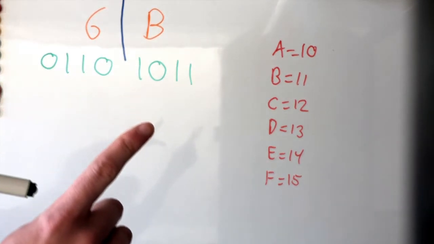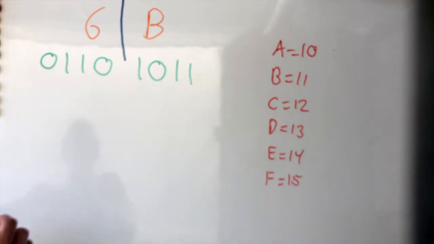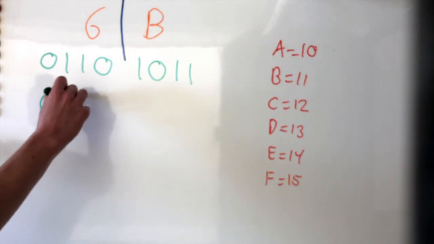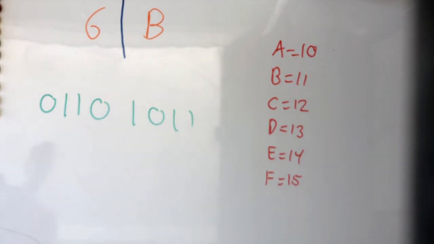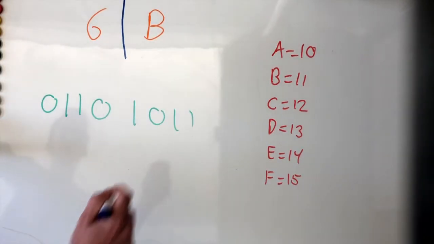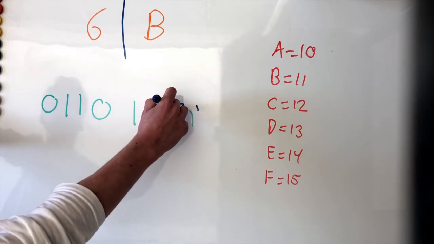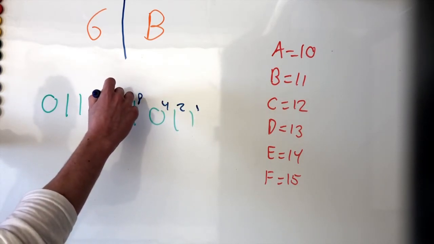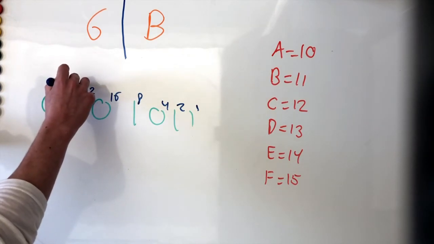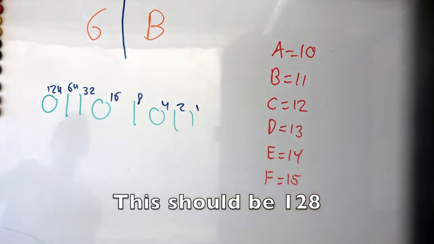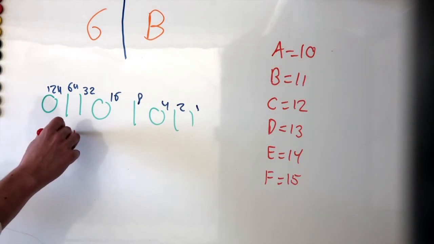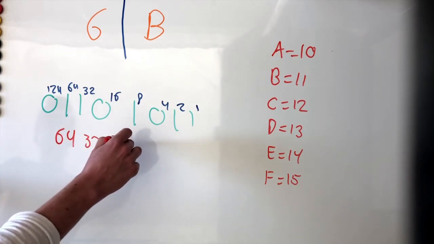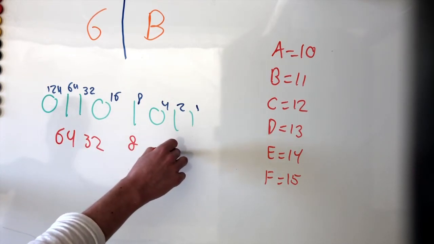So from that, I will combine the two numbers together to get 0, 1, 1, 0, 1, 0, 1, 1. So from that, now that I've converted these down, I will now write up the place representation for each number. So 1, 2, 4, 8, 16, 32, 64, and 128. And then I'll look at what I've got. So I've got a 64, a 32, an 8, a 2, and a 1.